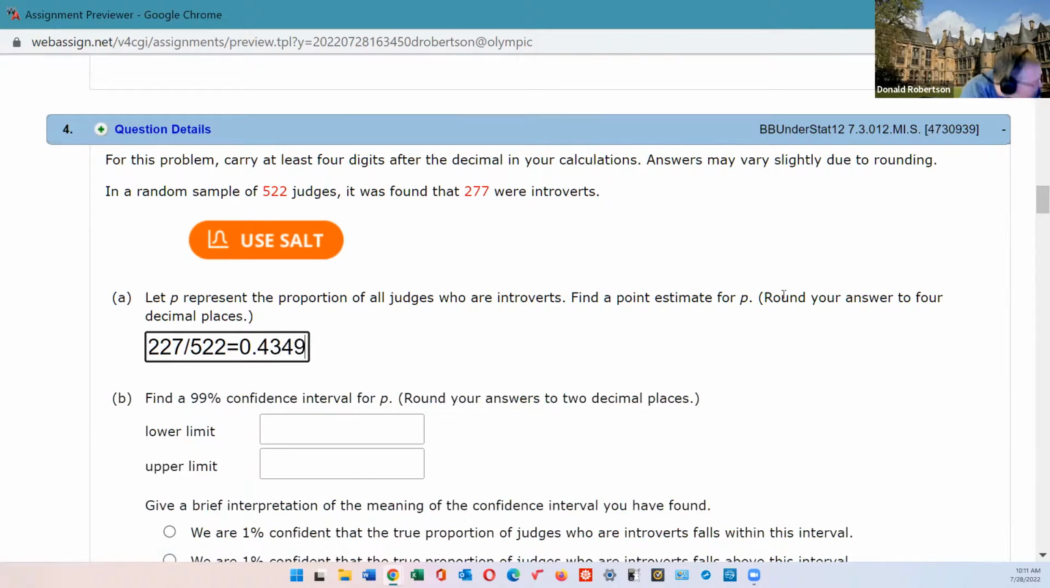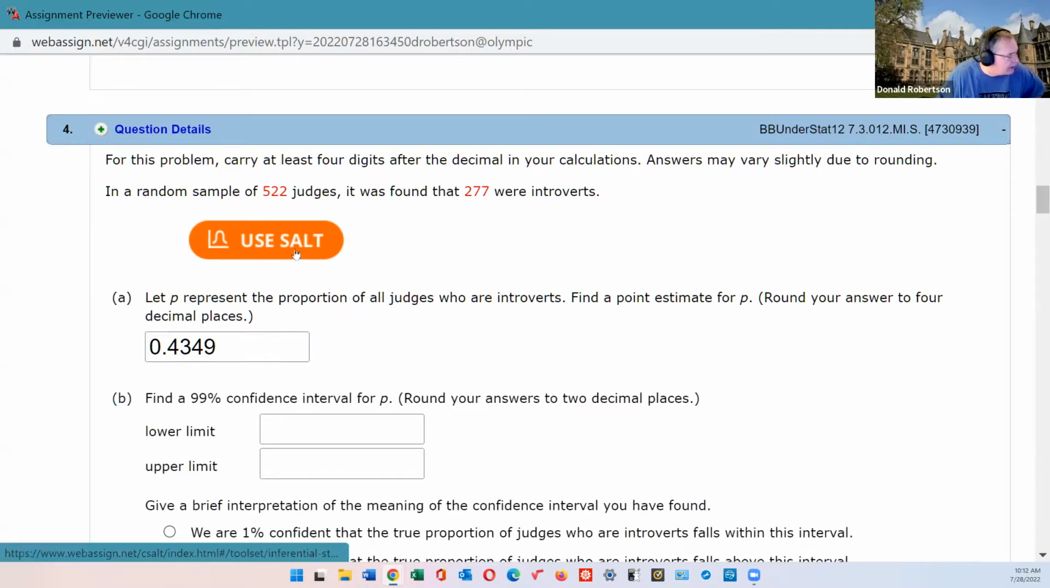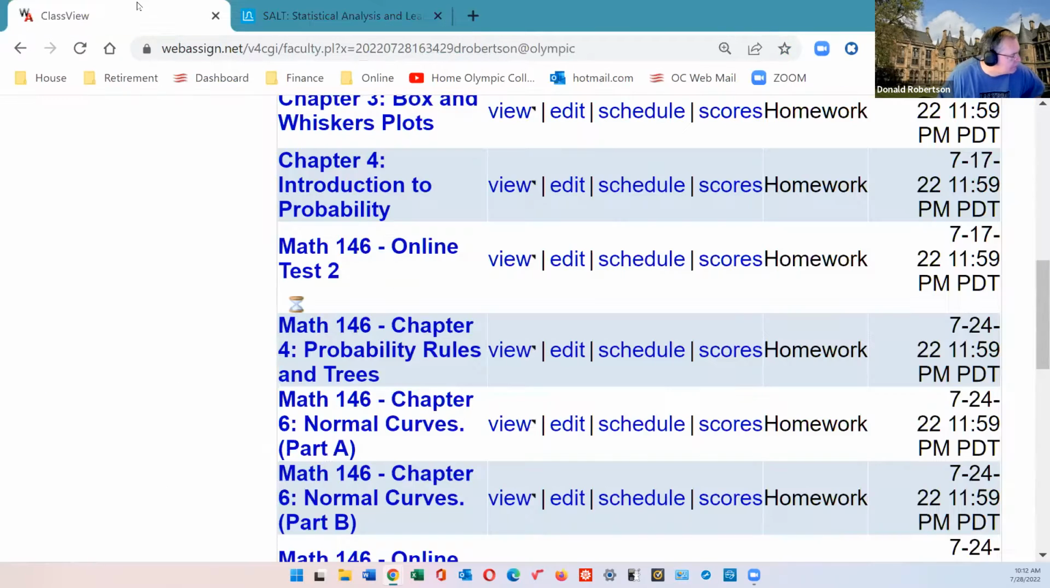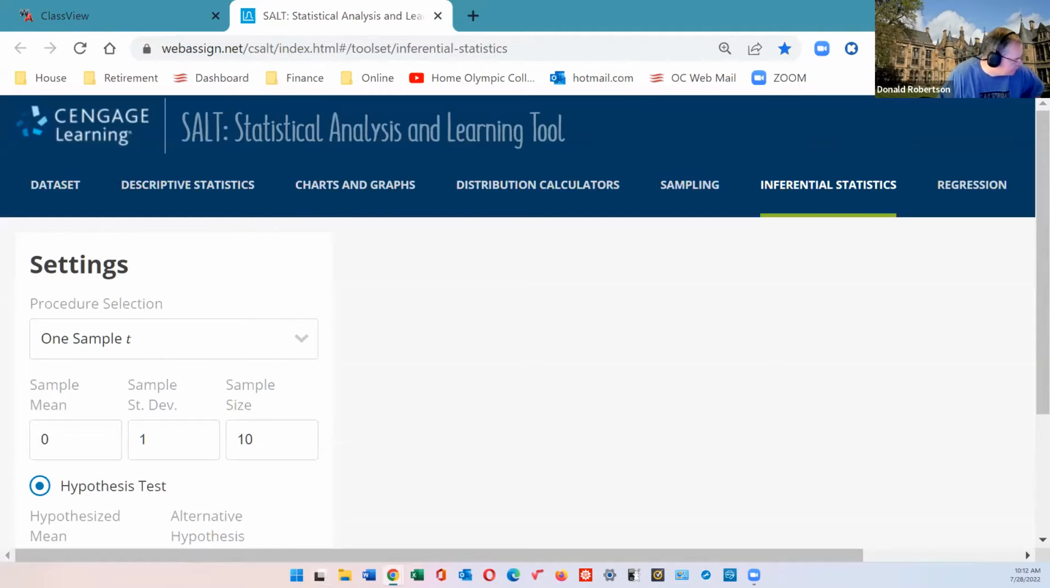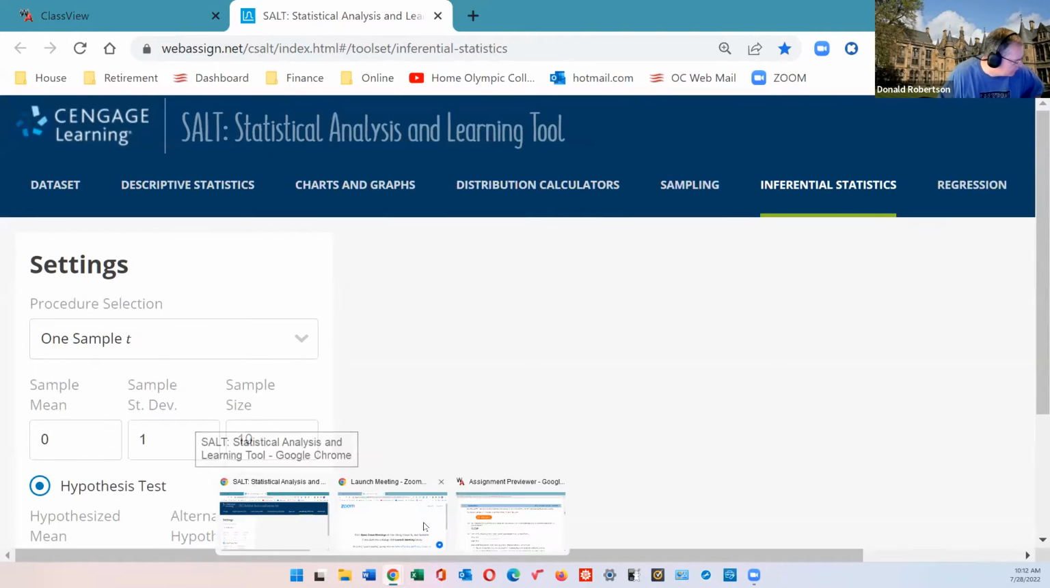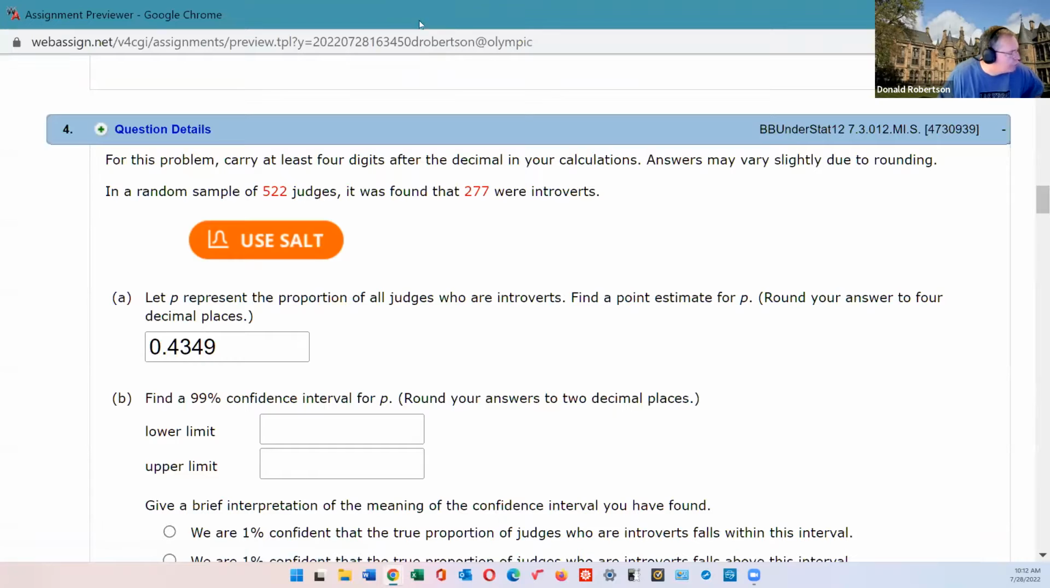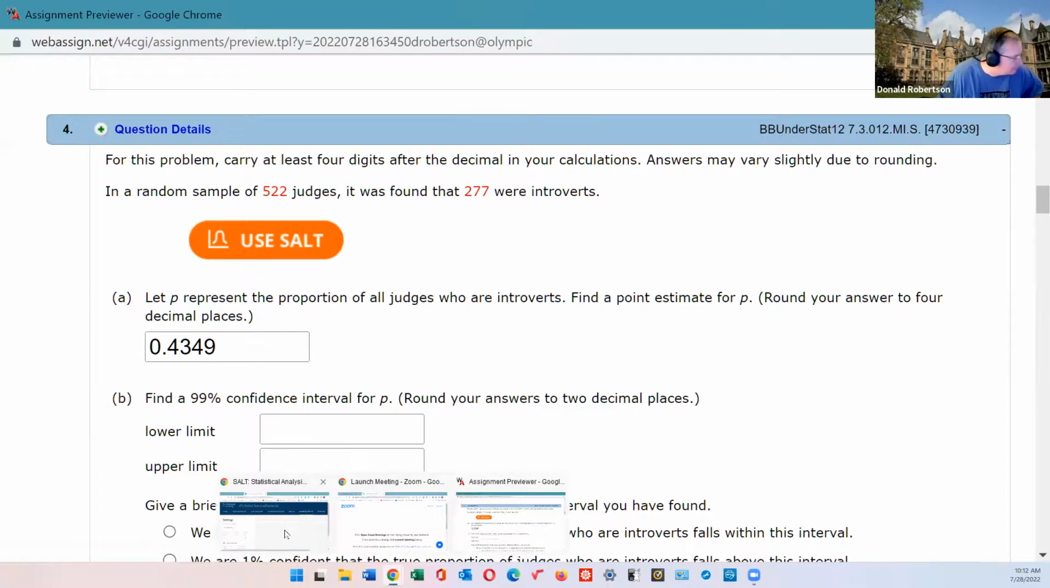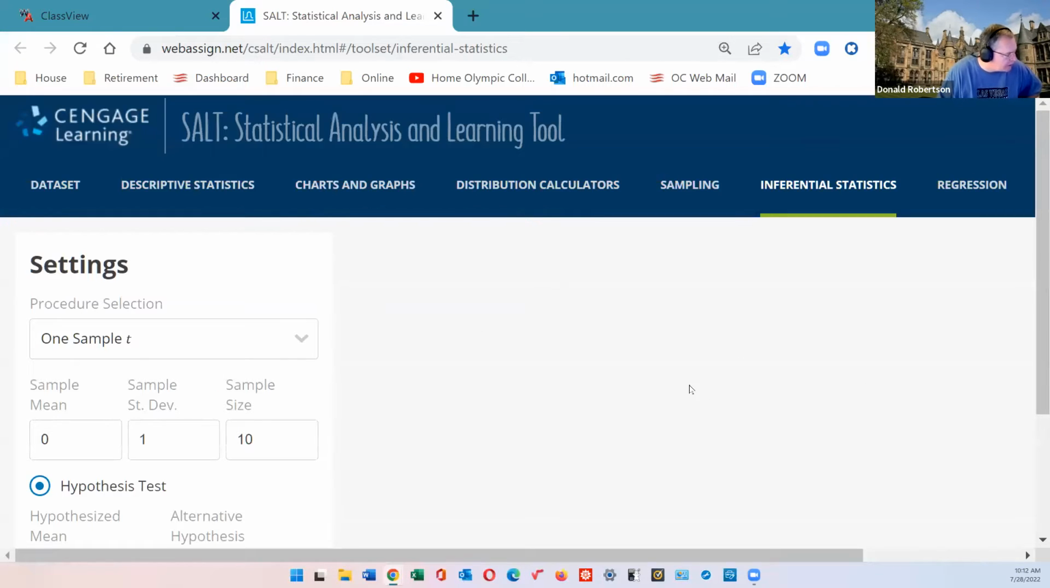The answer that I get is 0.4349. Now, I am not using StatCrunch right now. Let's show you how you do that question, including that answer, with StatCrunch. So you hit the StatCrunch button. Right, are you all looking at it?